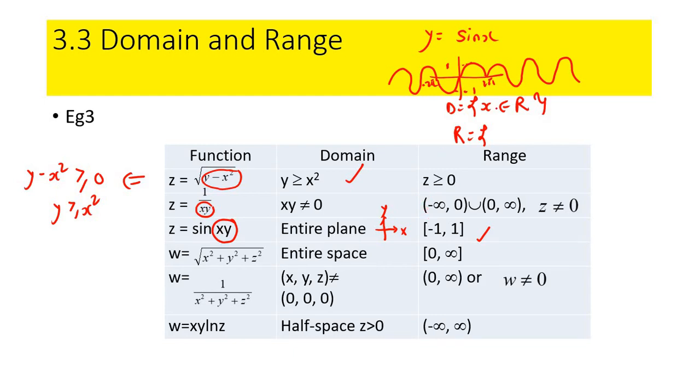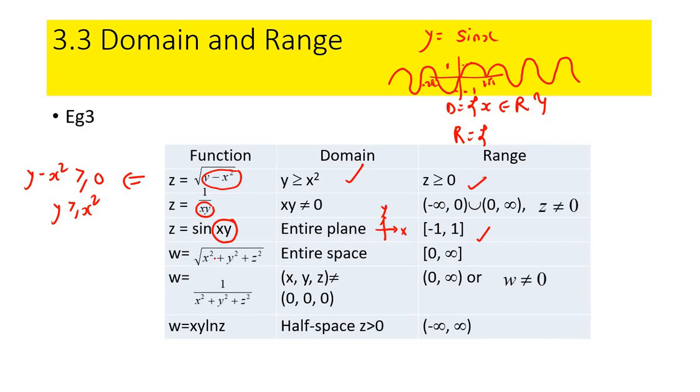Sometimes we put it in set form. This one we put in another form, from negative infinity to 0. Or I can just put straight away z not equal to 0. This one, positive z equals the positive square root. That's why the range is z greater than or equal to 0.